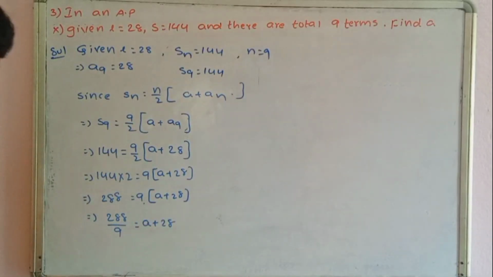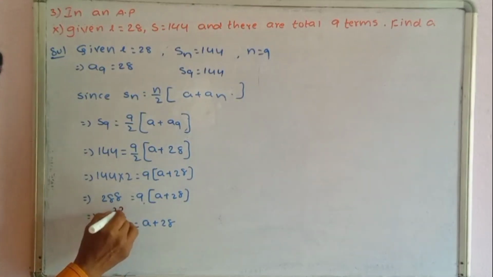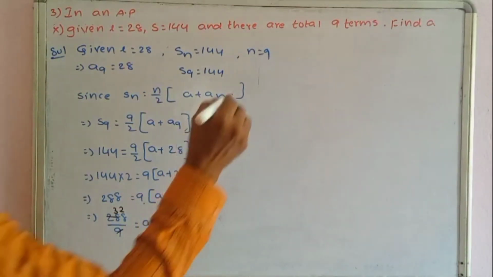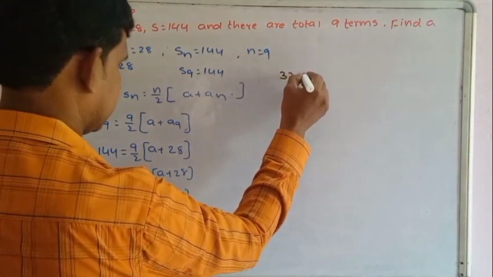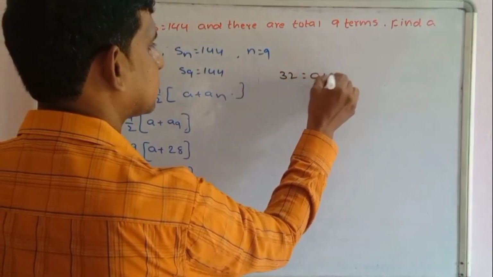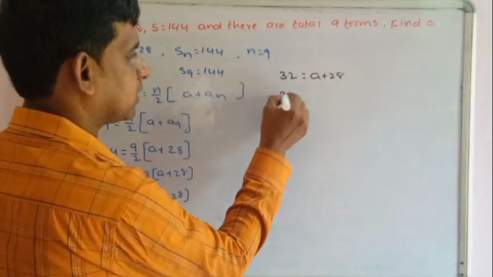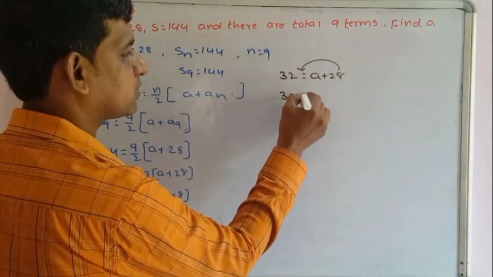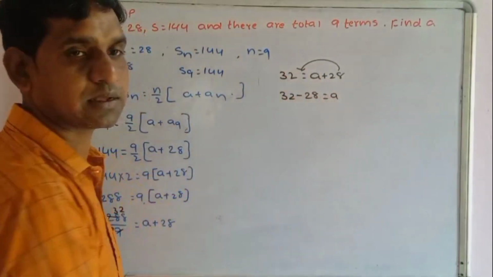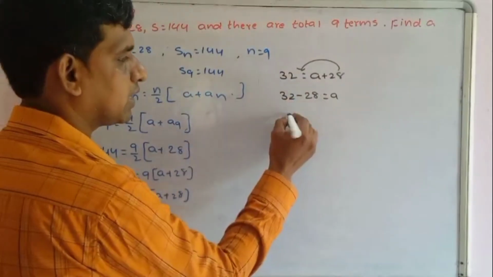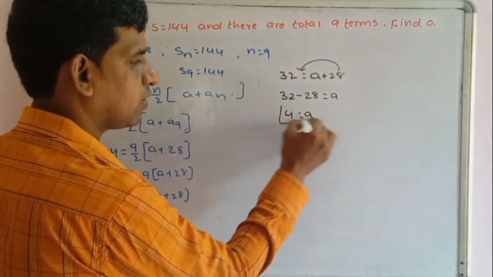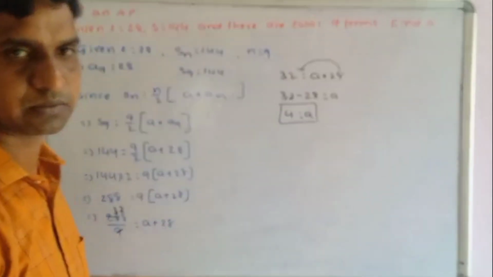9 threes are 27, 9 twos are 18, so 32. So 32 equals a plus 28. Now we will find the value of a. Transposing 28 to the left side, 32 minus 28 equals a. 32 minus 28 is 4. Therefore, the value of a is 4.